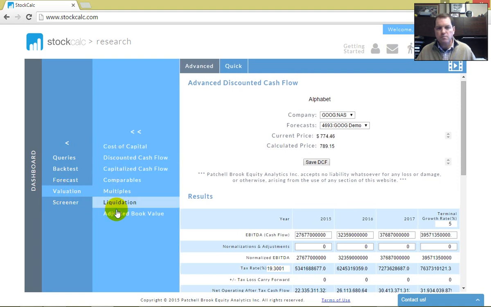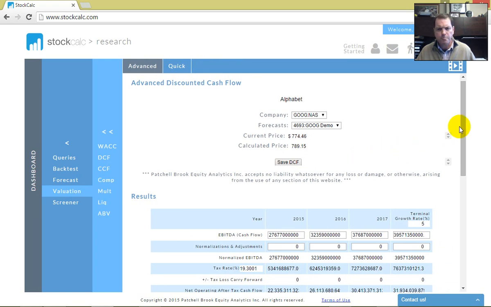There are also a number of other valuation modules, tools that are available on the site, but for now we're focused on the discounted cash flow.